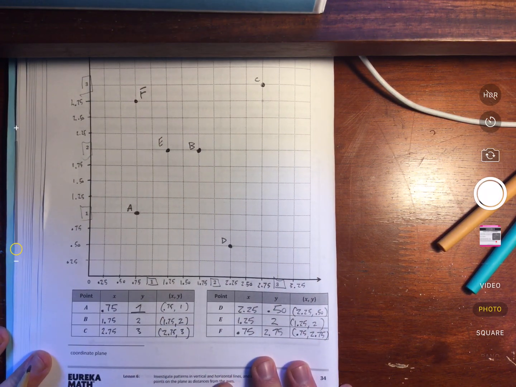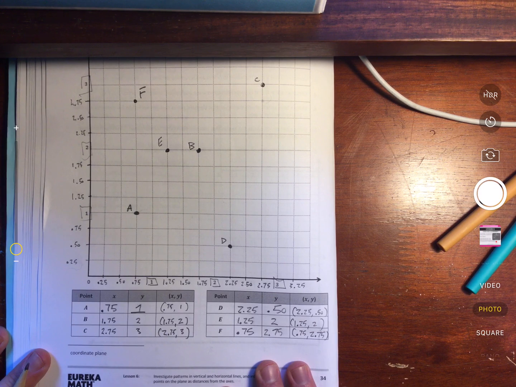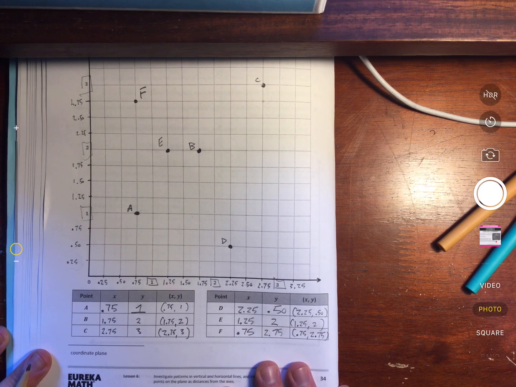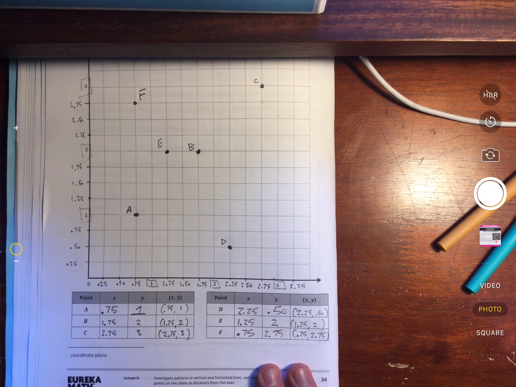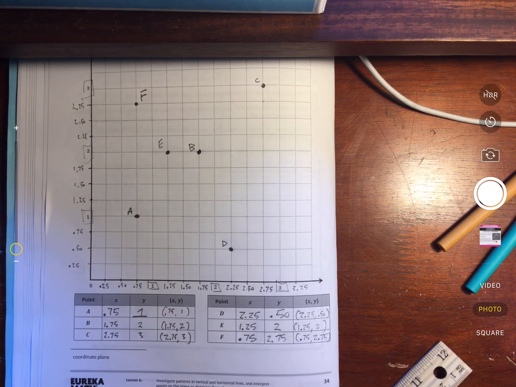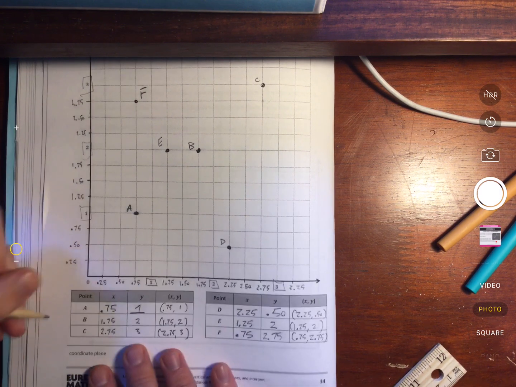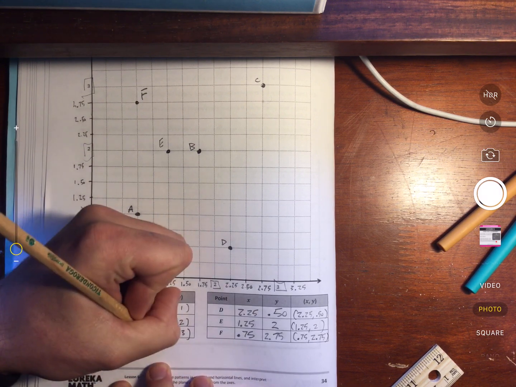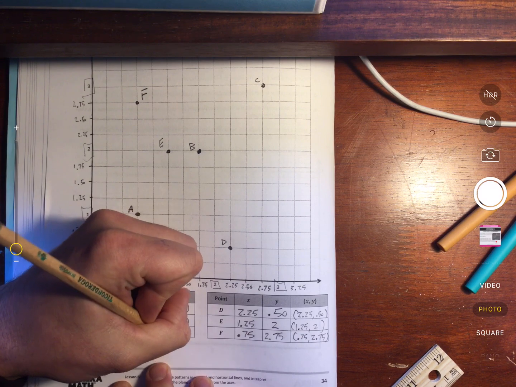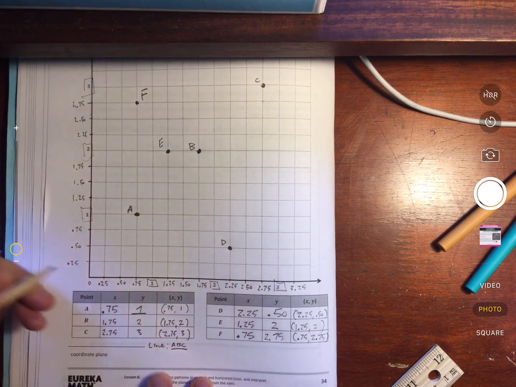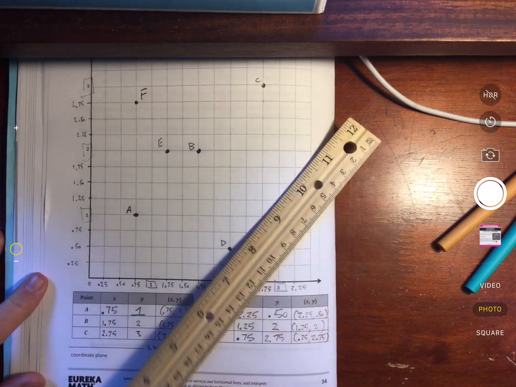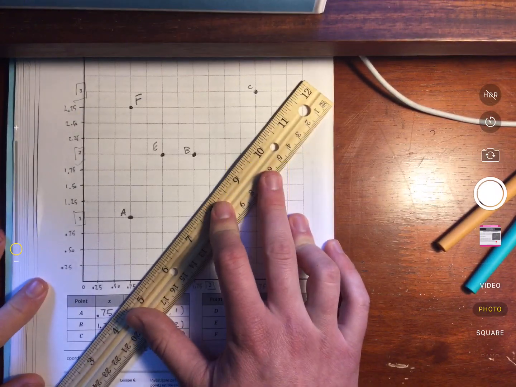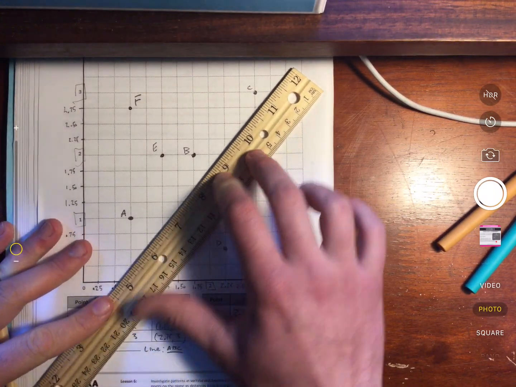So what I've done now is I've labeled all these points, and so now the next thing that we're going to be doing, we're going to extend our knowledge of using coordinate points to start creating line segments. So the first line segment I'm going to create, and I'm going to just write it right down here, is going to be line A, B, C. Okay, so what that means is I'm going to draw a line through points A, B, and C.